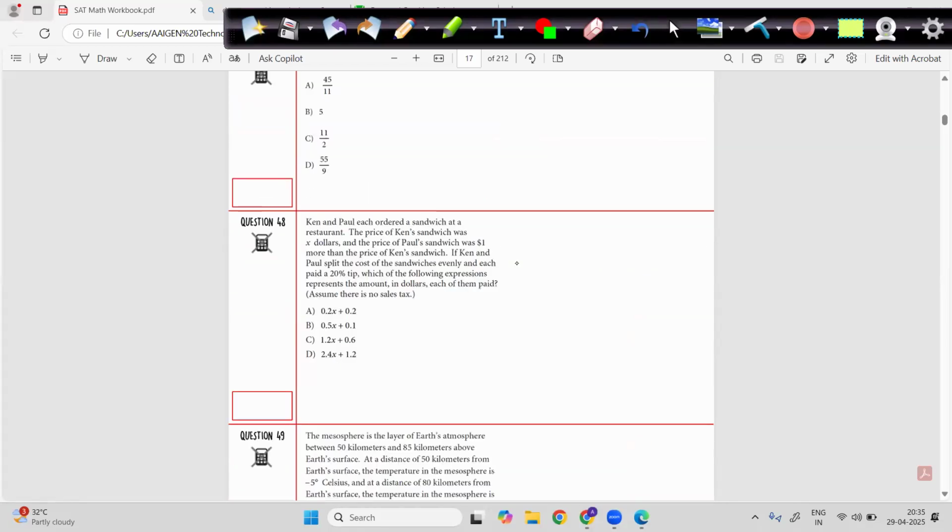48 is a combination of linear functions and percentages. So students generally struggle. So try to solve this and give me the answer. Question number 48. It's a combination of linear functions and percentages. First read the question. Try to form the equation.